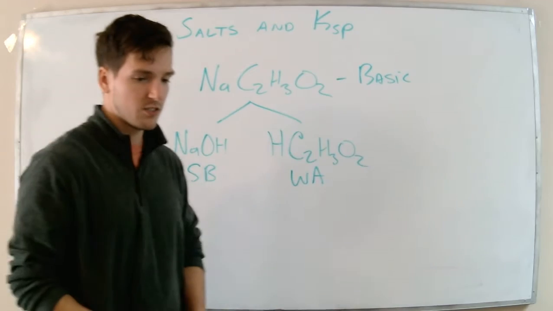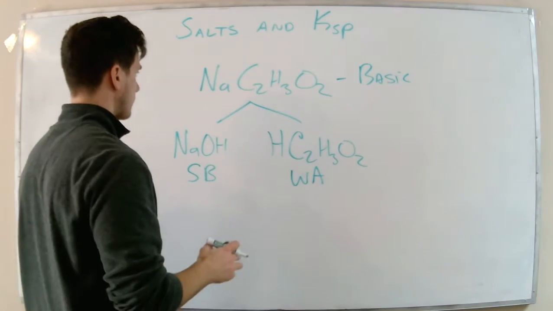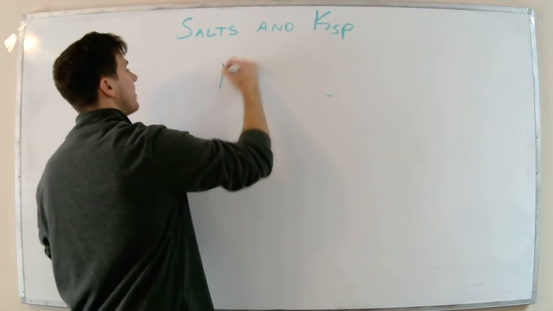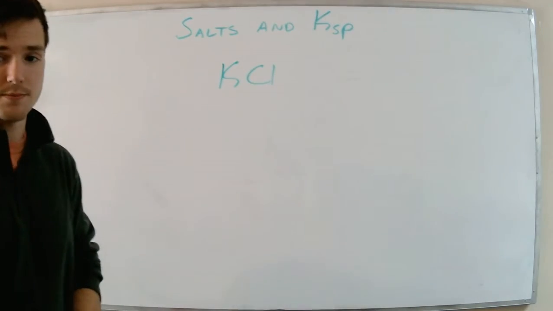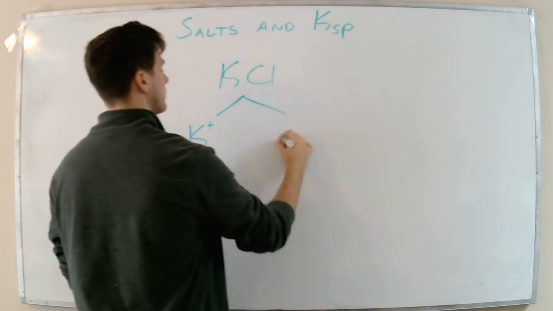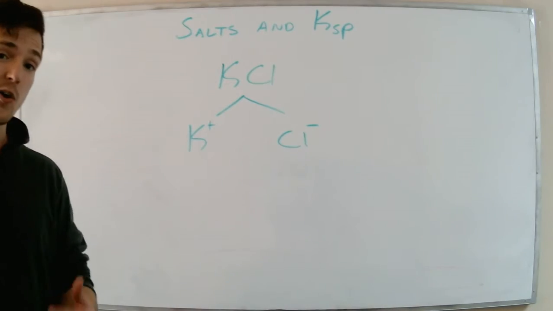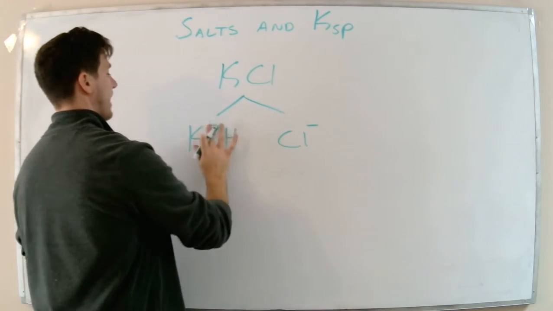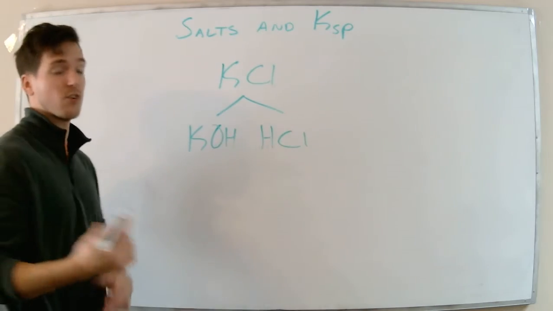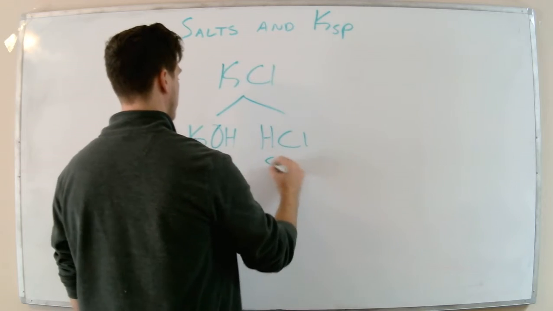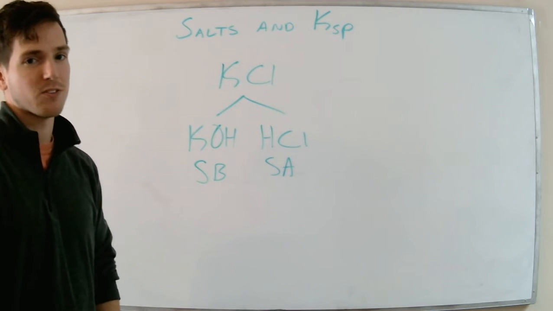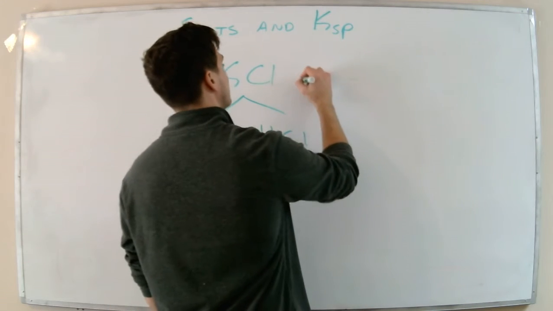Alrighty, let's do another one. Let's do KCl. KCl, that's a salt. Is it acidic, basic, or neutral? Well, let's find out. We split it up into its ions of K plus and Cl minus, right? We add OH to the positive ion. We add H plus to the negative ion. And then we ask ourselves, are these strong acids or strong bases? You should have these memorized, right? If you don't, better get to it. Strong base, strong acid, they cancel each other out. So this, in fact, is neutral.